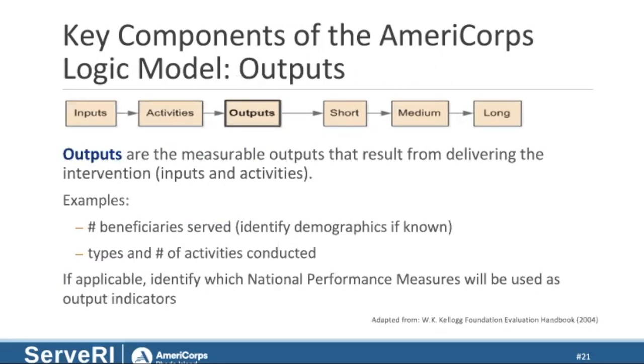Output measures the amount of service provided. What exactly that means depends on your program design. For many subgrantees, the outputs are likely to be the number of people served by the program. However, for some programs, it could be other types of counts, such as the number of acres of land treated by AmeriCorps members or the number of organizations served.